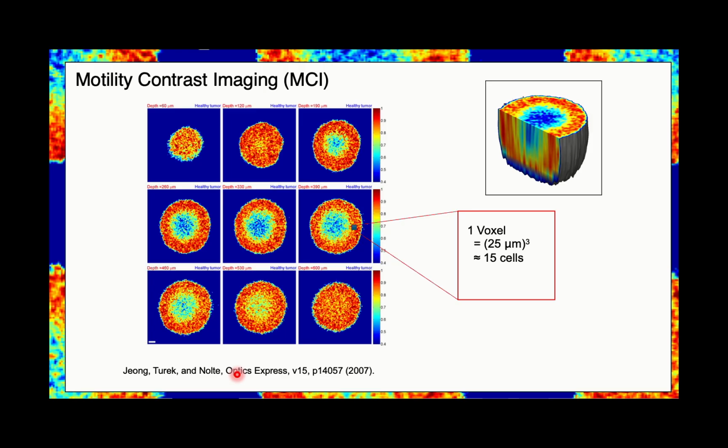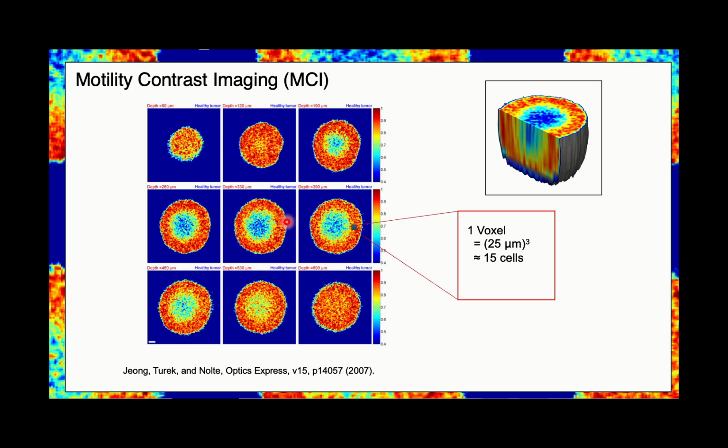This is about 1 millimeter in size. So we had a collaborator, John Turek, who was able to grow these to these very large sizes. And so here we are at the bottom of the tumor, the coherence gate. That's about a 20 micron section at the bottom. We're pushing that coherence gate up through.